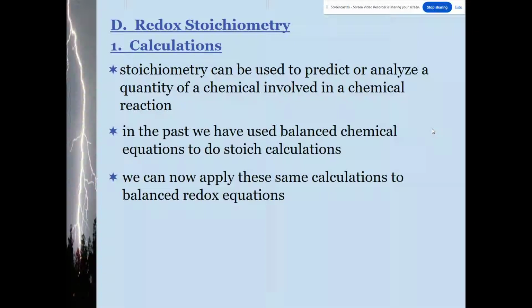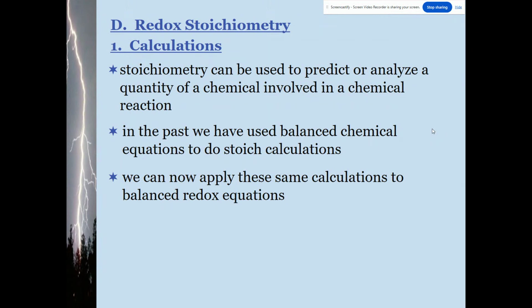This is the third lesson in the Electrochemistry unit following the Alberta curriculum in Chemistry 30. What we're going to be looking at in this video is the topic Redox Stoichiometry. So first of all, just a quick review.